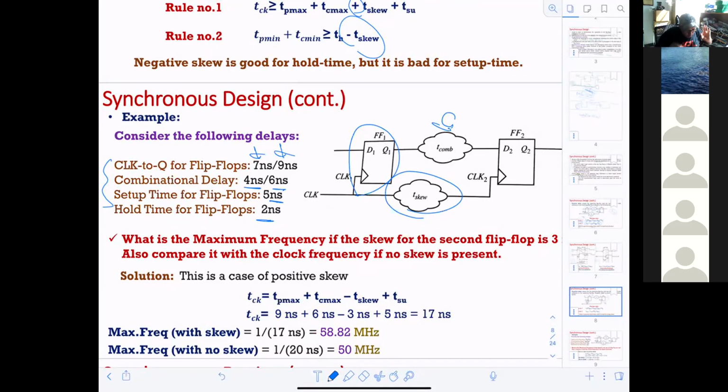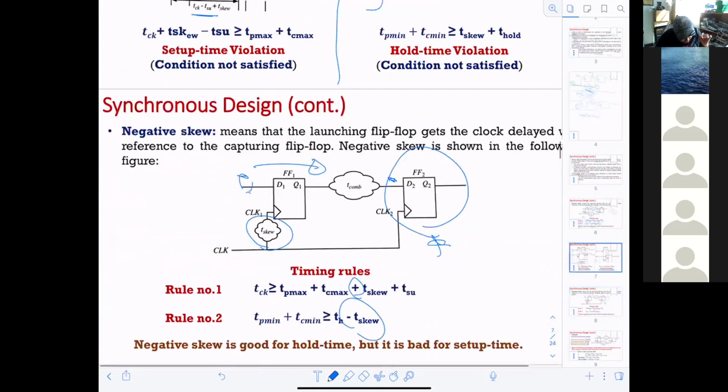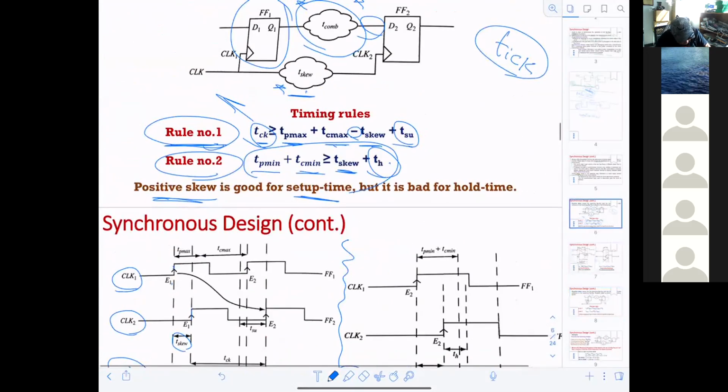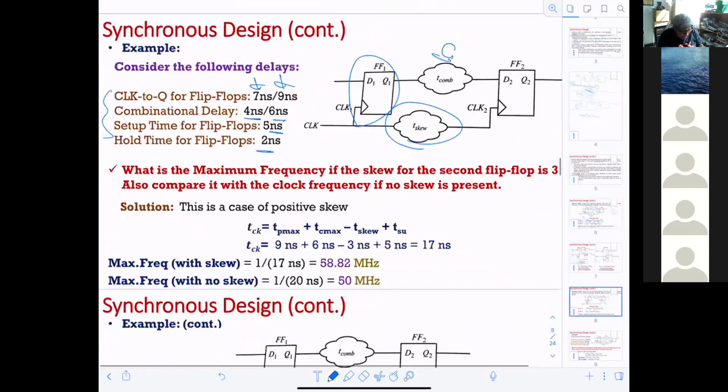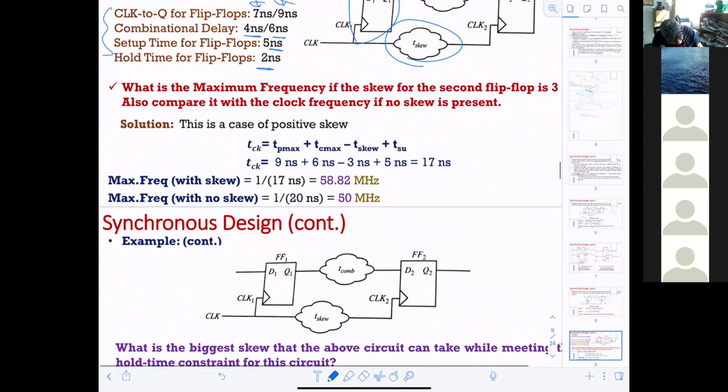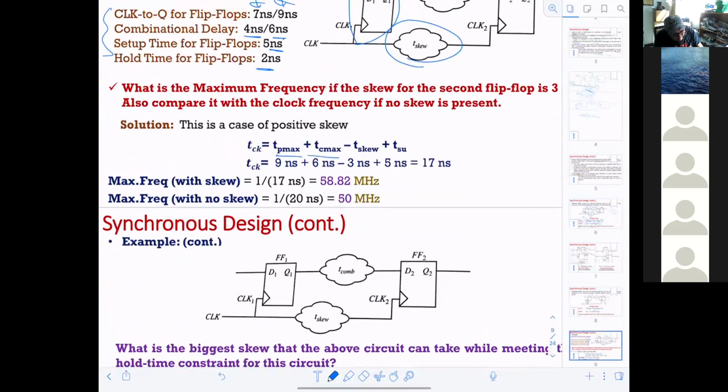What was the equation? This is positive edge, so I'm going to go to my equation here. I'm looking for the bare minimum, right? Because it says greater than or equal. So I will take the bare minimum: TB max plus TC max minus T skew plus T setup.